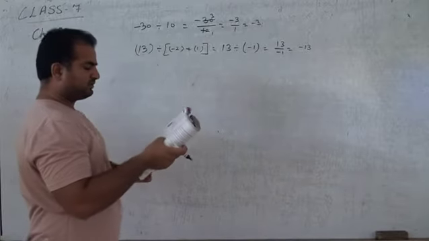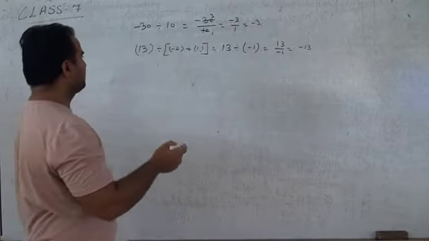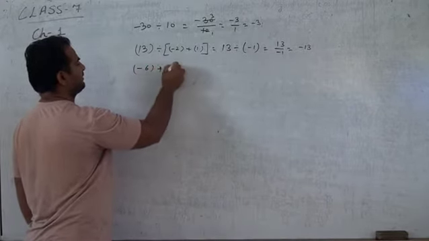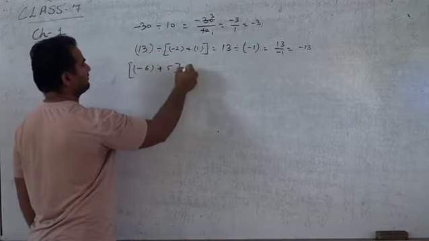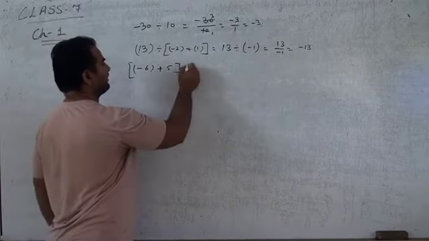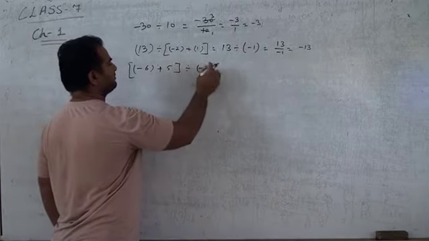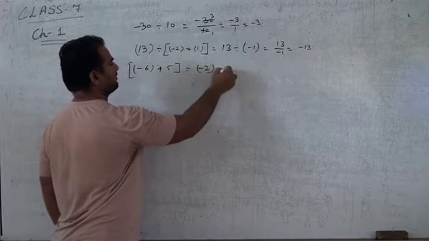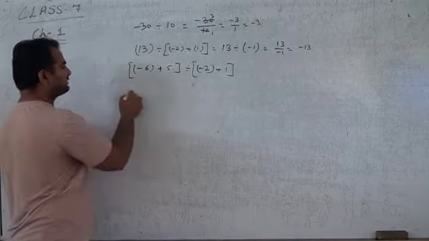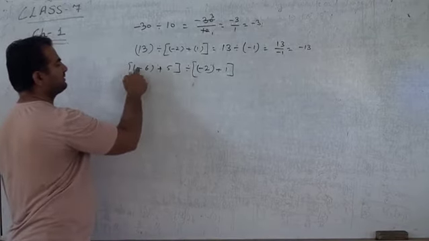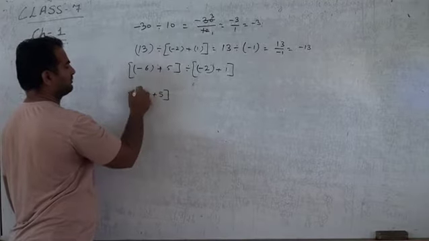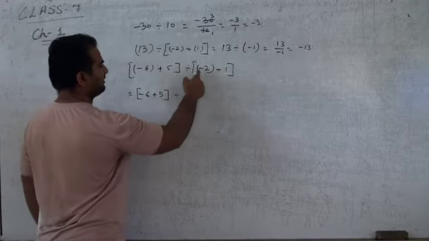The question is minus 6 plus 5, divided by minus 2 plus 1. So what we have to do is, this is the plus sign and this is minus. Plus minus is minus. So minus 6 plus 5 divided by minus 2 plus 1.